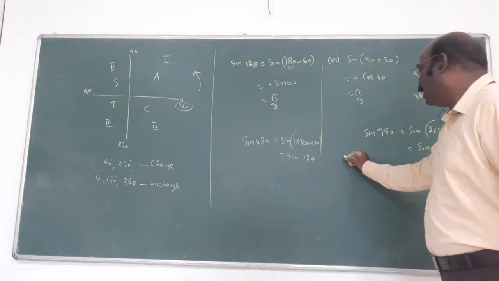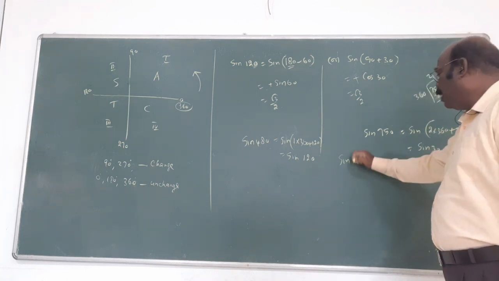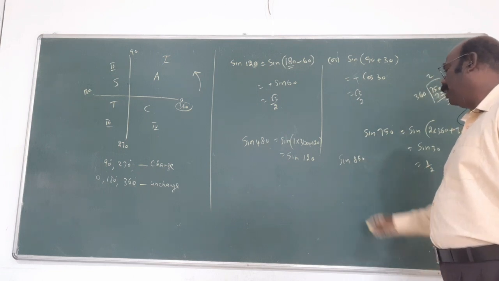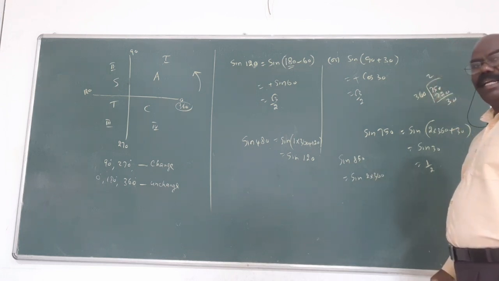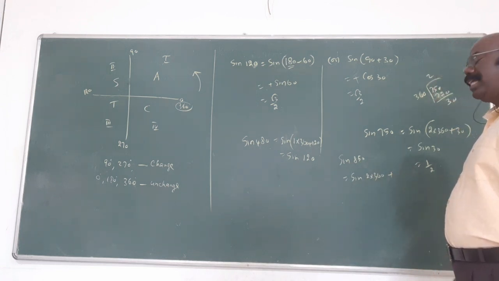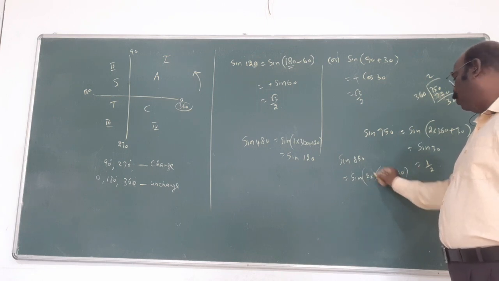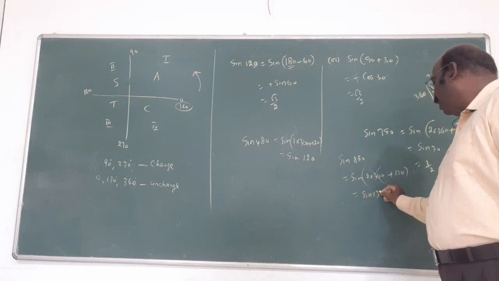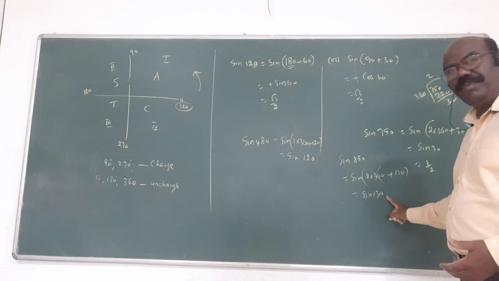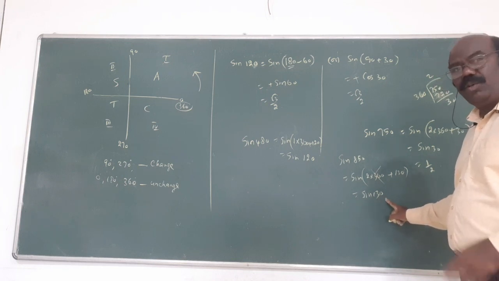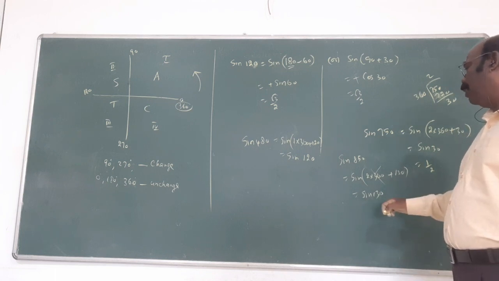For example, suppose sin 820 is asked, or sin 850 is asked. Am I right? Sin of 2 into 360, 720, plus what is the answer? 130. Am I right? But 2 into 360 becomes 0. So sin 130 is the answer. Sin 130 is not possible to find directly, because it is 90 plus 40, or otherwise 180 minus 50. There is no direct value. That is the answer.